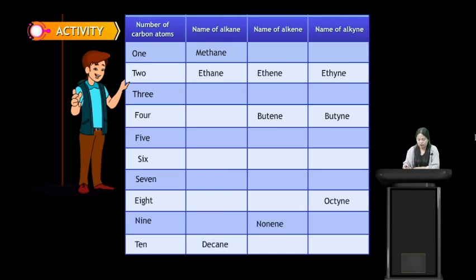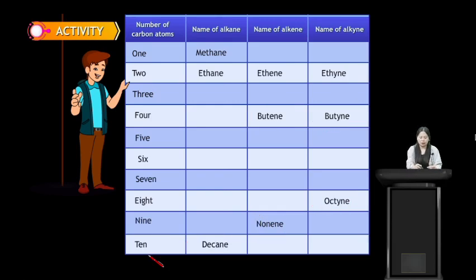So using this chart, some of the examples are given. If the number of carbon atom is 4, the name of alkene is butene, name of alkyne is butane. So if the number of carbon atom is 8, name of alkene is octane. If the number of carbon atom is 9, the name of alkene is nonene. If the number of carbon atom is 10, the name of alkene is decane. So some examples are given here.